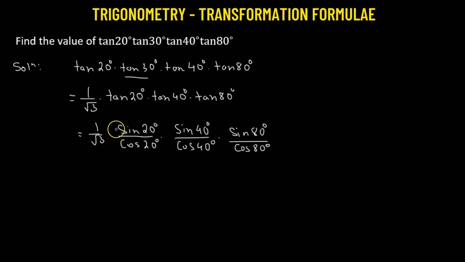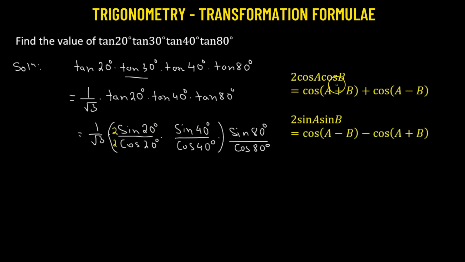The reason why we're doing this is because now we're going to consider these two expressions, sine 20 over cosine 20 times sine 40 over cosine 40. And we are going to multiply both numerator and the denominator with a factor 2. Immediately, what we observe here is a transformation formula. In the numerator, we have the product of two sine functions, and in the denominator, we have the product of two cosine functions. So here we can use the formula: 2 cosine A cosine B is given by the sum of the cosine functions, and the product of two sine functions is given by the difference of two cosine functions.